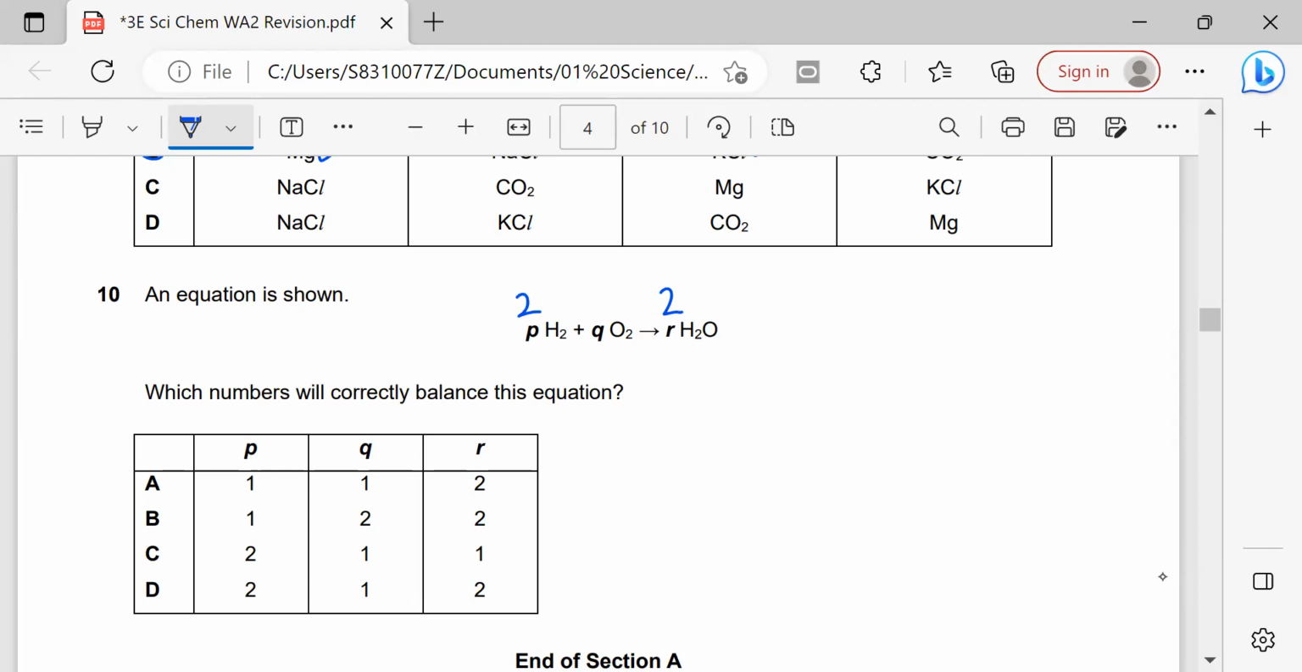And this means that P must be a value of 2. R must be a value of 2 as well. And Q will be none other than 1. Therefore, the answer is option D for this question. So with that, this is section A. I hope that you have gotten the answers and you are able to understand the explanations given. All right.